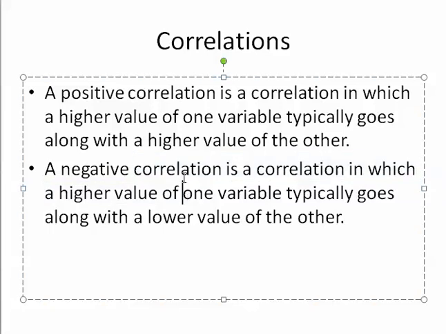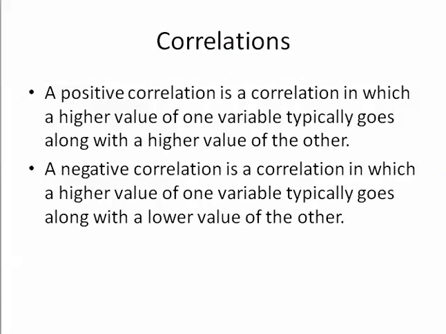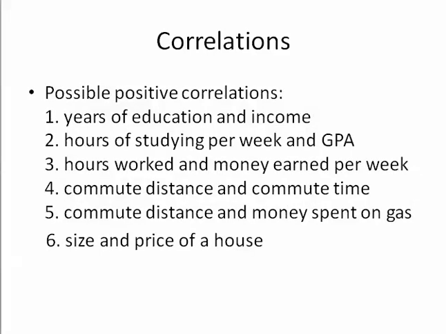In everyday life, a positive correlation is usually called a direct relationship, and a negative correlation is usually called an inverse relationship. So those are two other ways of saying these two terms. Now let's go over some examples of positive correlations and some examples of negative correlations.